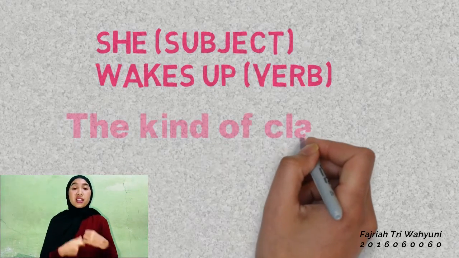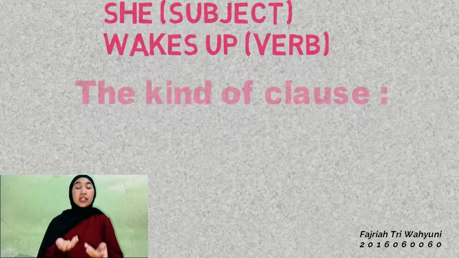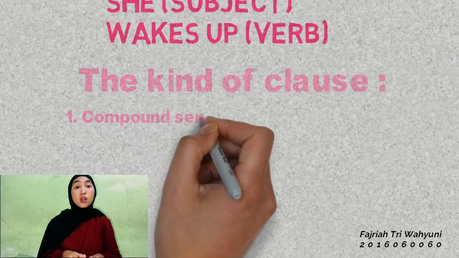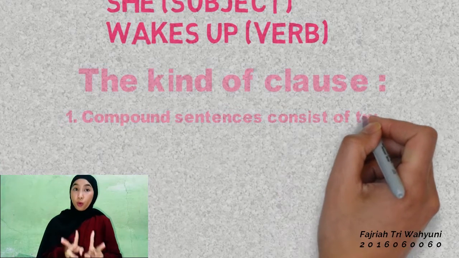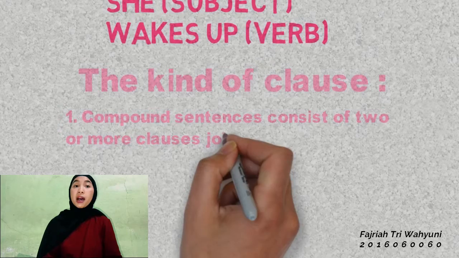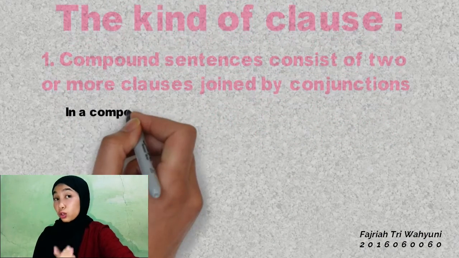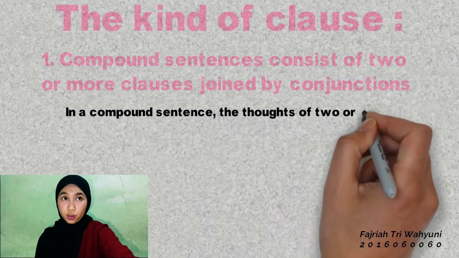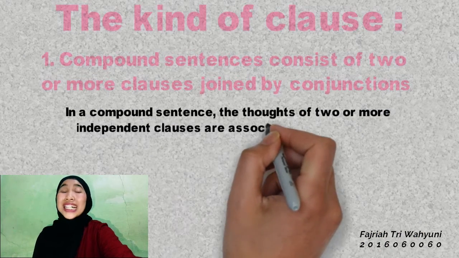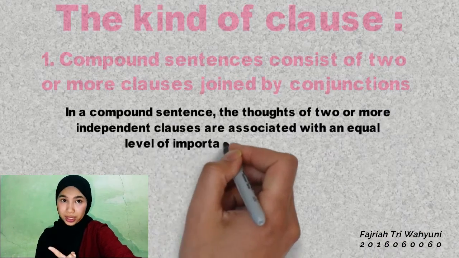The first is compound sentences. Compound sentences consist of two or more clauses joined by a conjunction. In compound sentences, the thoughts of two or more independent clauses are associated with an equal level of importance.